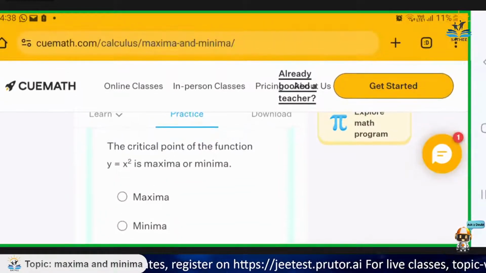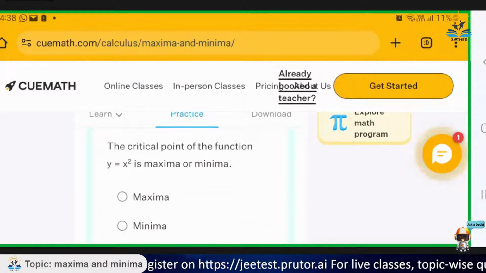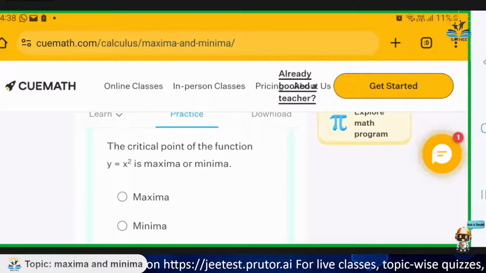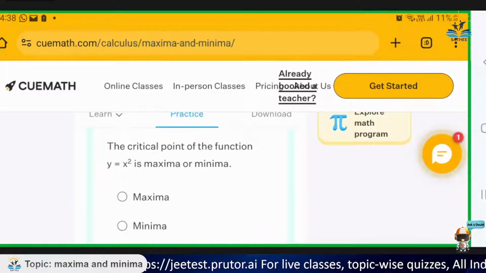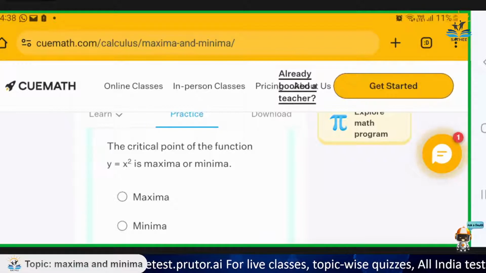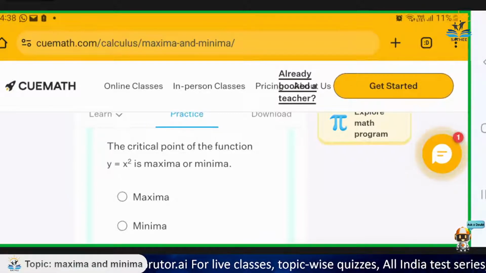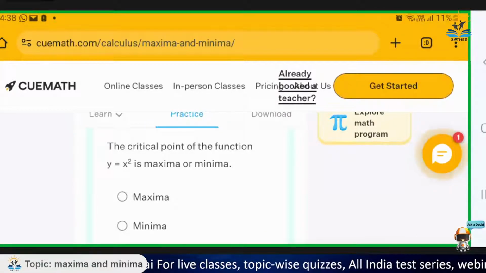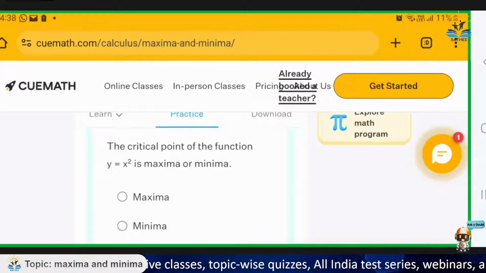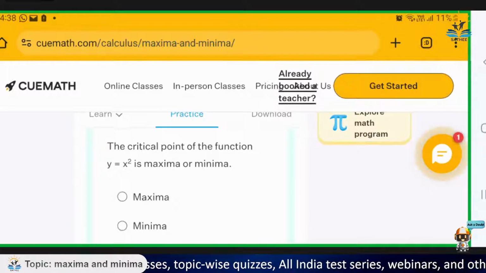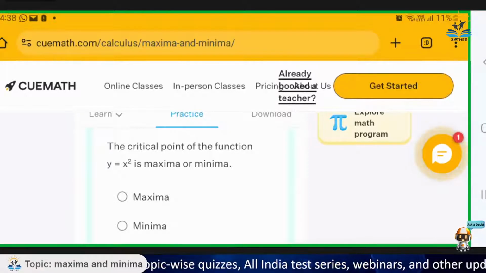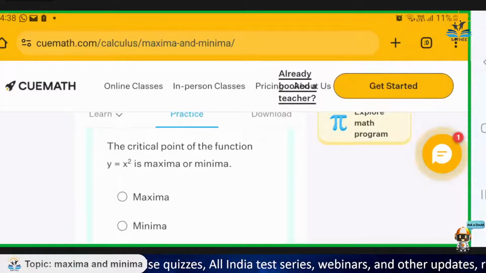Now there are some simple problems. There's this problem: the critical point of the function y is equal to x square is maxima or minima. So this question can be done in three ways. The first way is the first order test, the second way is the second order test, and the third way is using graphs.